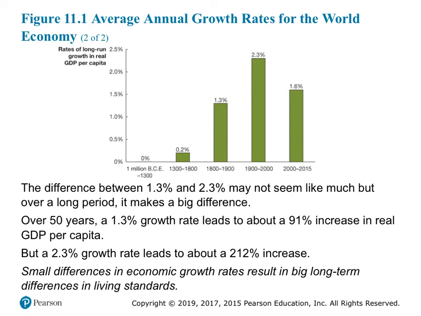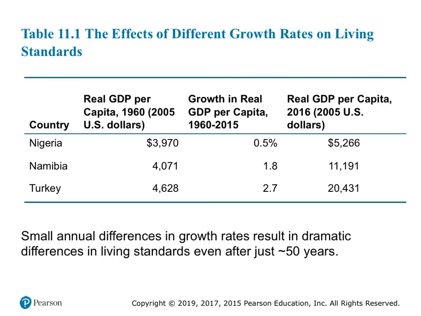Some countries grew much faster than this, because we're looking at the average annual growth rate for the world economy, and some countries grew much faster than others. So their living standards, even just in a decade's time, increased significantly. To expand on this point, we see here Nigeria, Namibia, and Turkey, and we have their real GDP per capita in 1960, then growth in real GDP per capita between 1960 and 2015, and then the real GDP per capita in 2016 using 2005 US dollars. In Nigeria in 1960, their real GDP per capita in 2005 US dollars was 3,970.